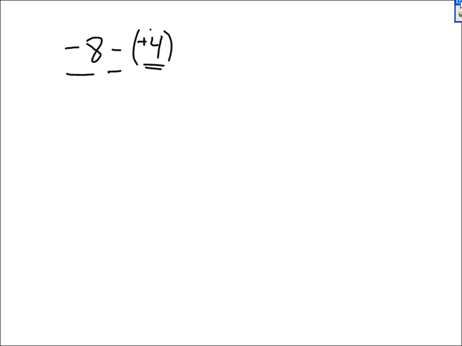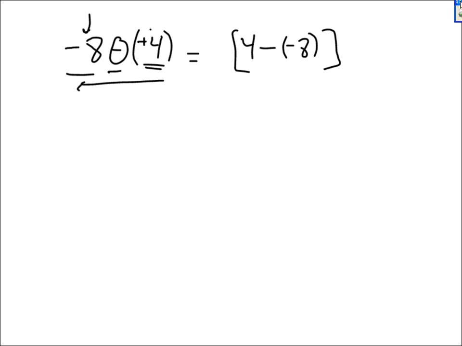But the first number is not positive. So I switch it. I read it backwards. Positive 4, which is just 4, minus negative 8. All I did was read it backwards. And I pay a price for it when it is a subtraction problem. Get a minus in front. There's a minus in front. That's not 8. It's negative 8. It's not 8. So it's not 4 minus 8, but it's 4 plus 8, which is 12. And the answer is negative 12.